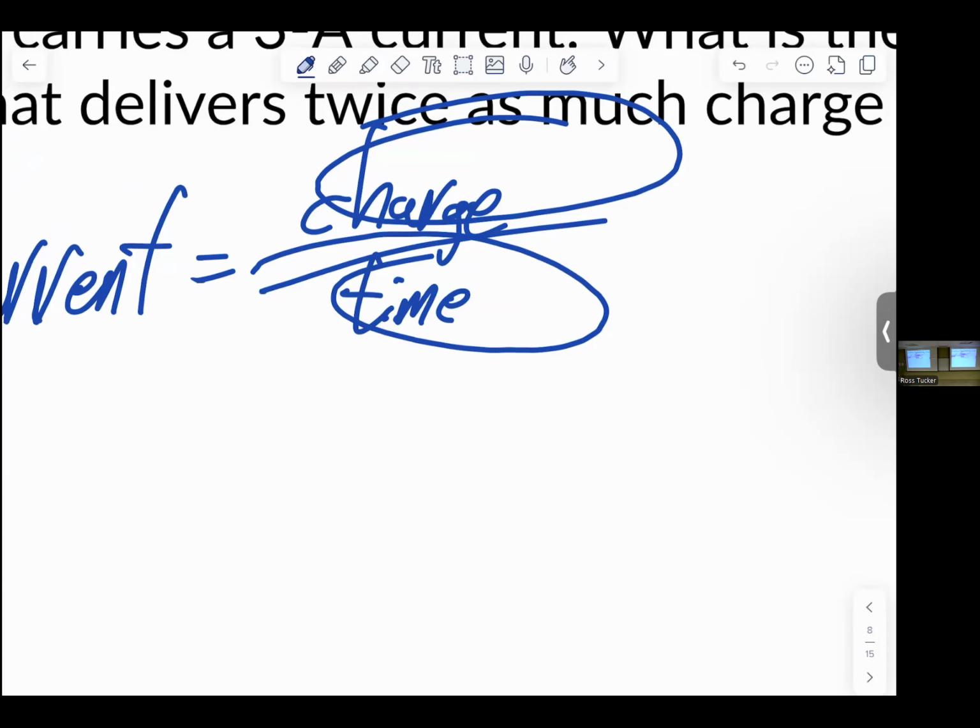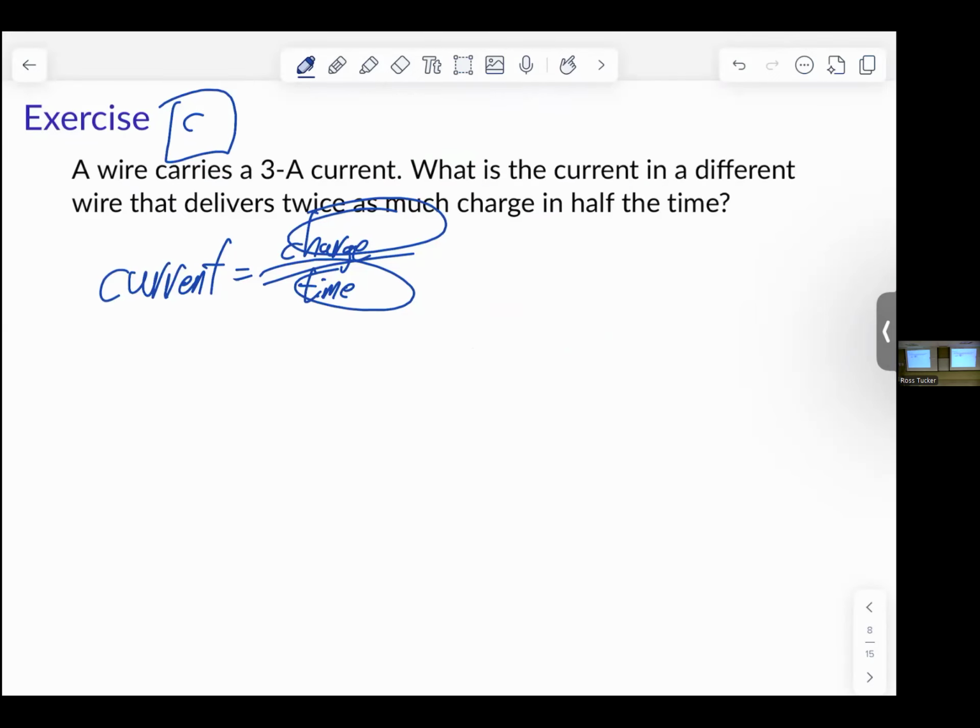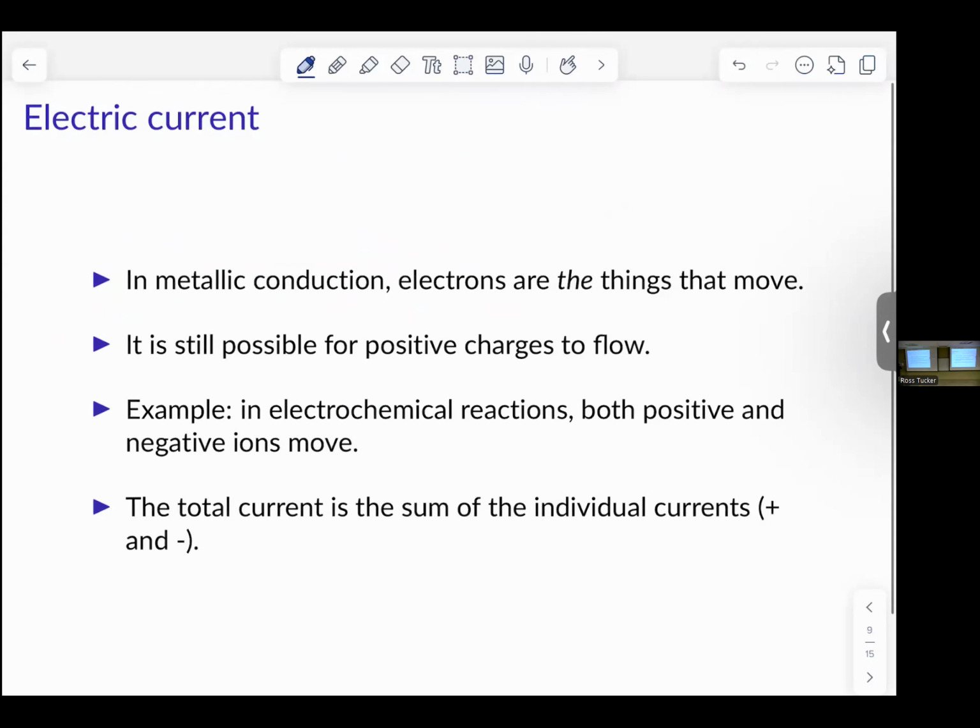Follow-up questions on this. I'm going to make this short because I think it's utterly confused the 3 o'clock class. In metals, what flows? Most of the time, we're going to be talking about metallic conduction. So what's flowing? Electrons. That's the point of this slide: yes, electrons flow in metallic conduction.